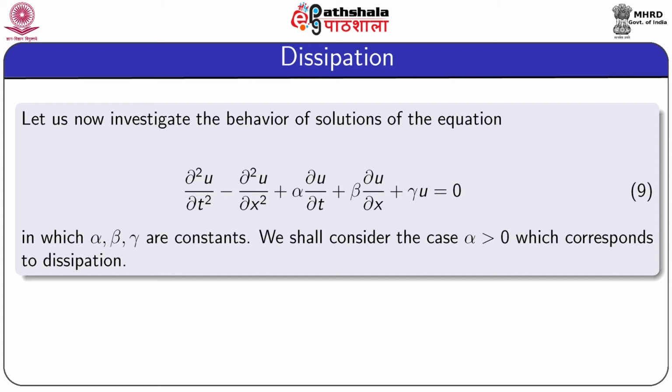So, now we are interested to study equation 9: ∂²u/∂t² − ∂²u/∂x² + α ∂u/∂t + β ∂u/∂x + γu = 0. In this equation, we considered α, β, γ as constants, and we also have considered α as a positive constant, and we shall show that the constant α corresponds to the dissipation.